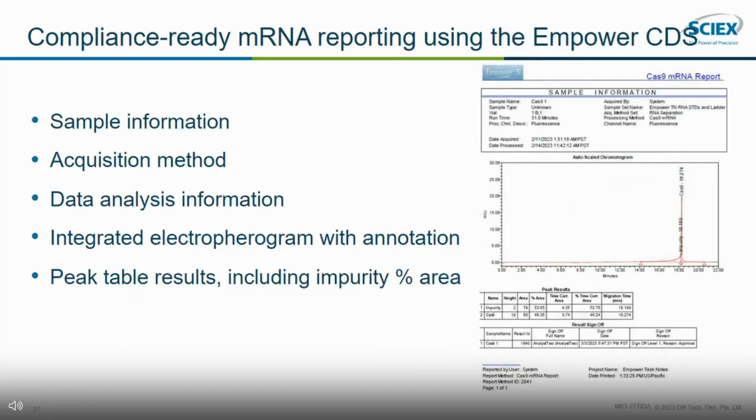And when we need to report BioPhase mRNA results within Empower, we can use pre-made or custom Empower reports. In this example, information on the sample, data acquisition, and data processing method was provided in the top panel of the report. The electrophoregram with peak assignments and annotations is shown here in the middle. And the peak results table and the result sign-off table with the audit trail are included in the bottom panel of the report. So this really completes our end-to-end workflow from sample prep of mRNA samples to reporting of mRNA samples.